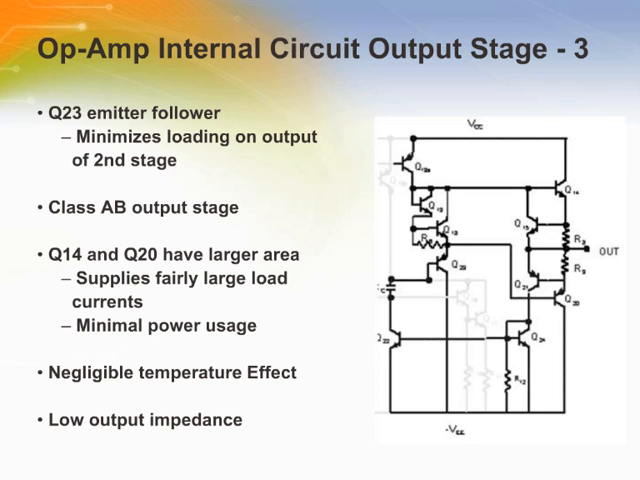Q23 is connected as an emitter follower. This minimizes the loading effect on the output of the second stage of the amplifier. The output stage that we've presented here is a Class AB output stage. As we've already mentioned, Q14 and Q20 have larger areas. That's because we want to be able to draw more current from them. The output of the amplifier has very low output impedance.